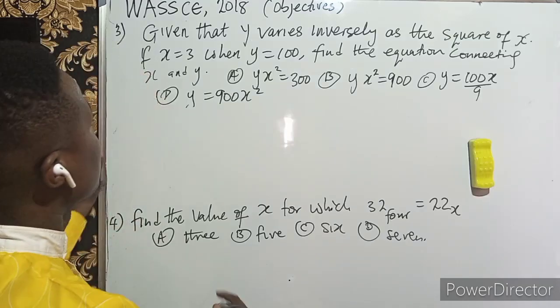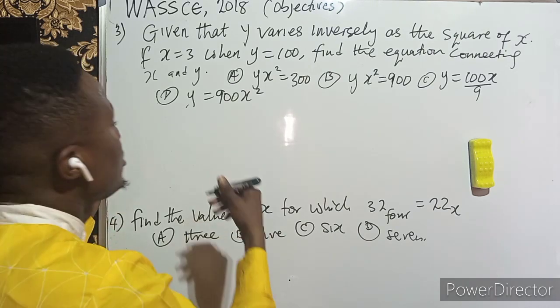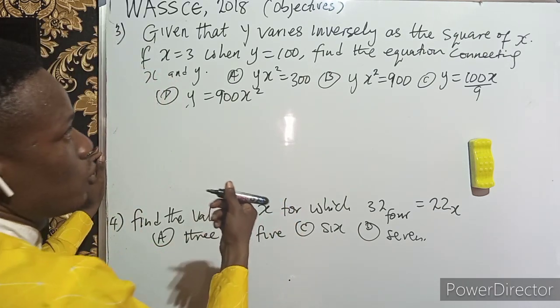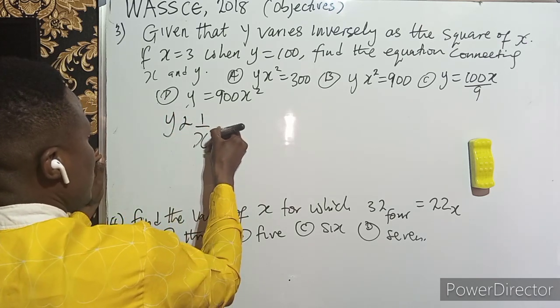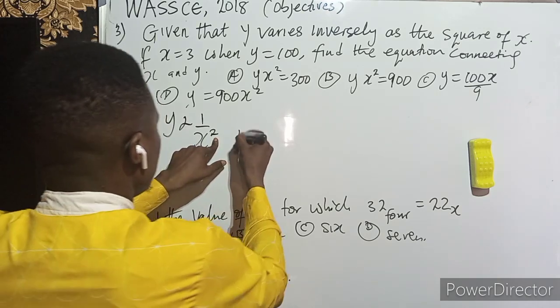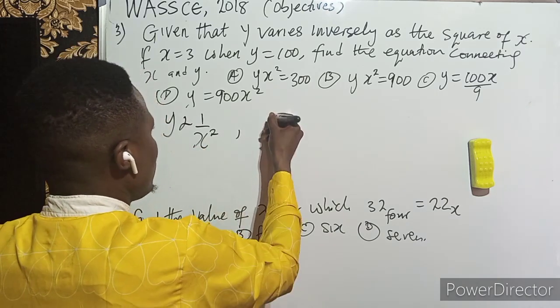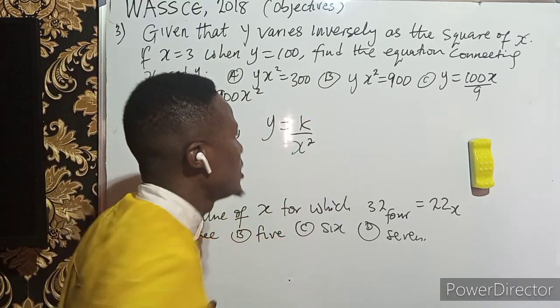In the third question, this is what we have, and this is a variation problem. So to solve this, we are told that y varies inversely as the square of x. This is how to write inverse variation. Square of x means x squared. So removing the proportionality sign, we have that y is equal to k all over x squared.